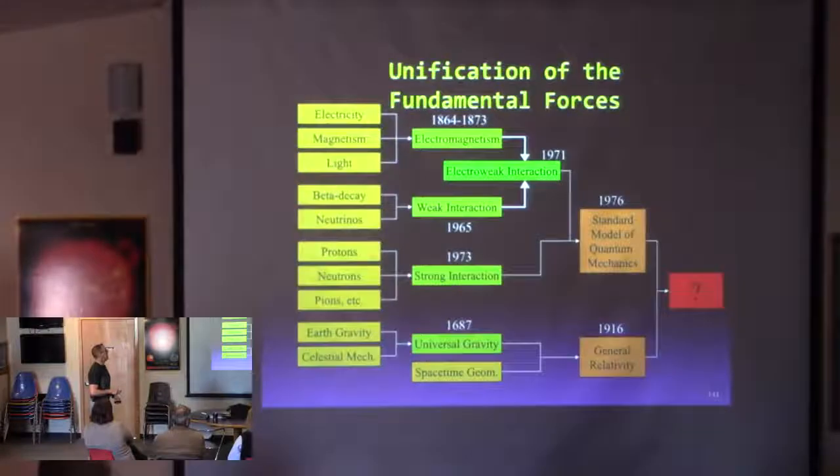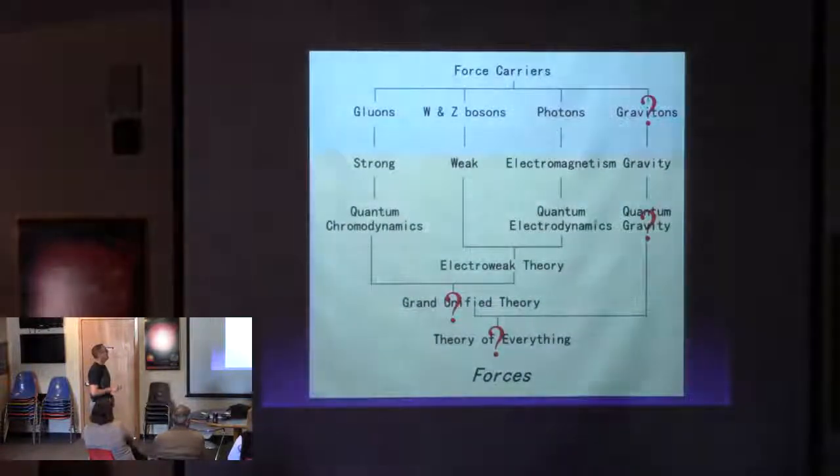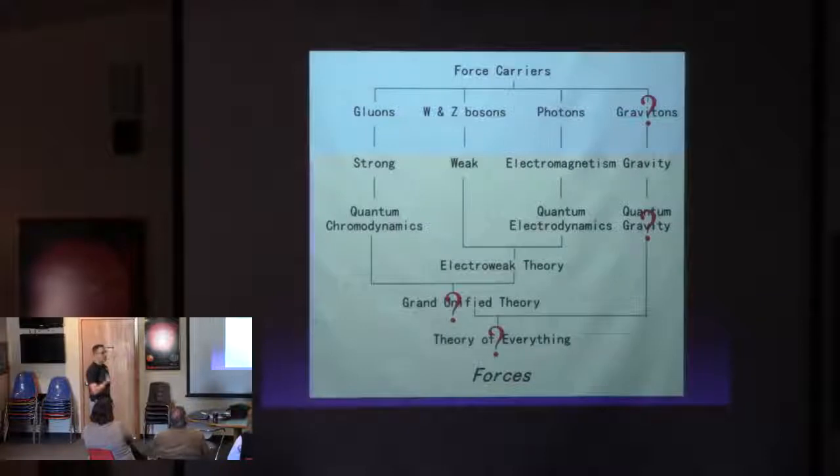Now, these are the forces, the force carriers. So remember, forces, you can look at fields, you can look at particles. So we have the gluons for the strong, W and Z bosons for the weak, photons for electromagnetism, gravitons, we think they're there, we don't know, and it'd be for gravity. We have the strong nuclear force, it's understood through quantum chromodynamics. The weak and electromagnetism are brought together with quantum electrodynamics. We don't have quantum gravity yet.